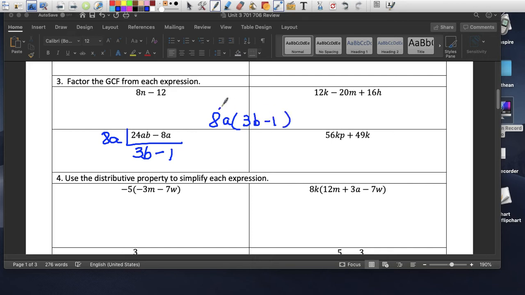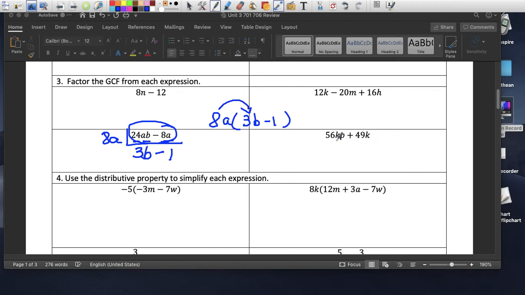So if you actually distribute this properly, 8 times 3 is 24, check, and ab is already here, ab. And then 8 times 1 is 8. So we got 8a. So we end up having the original expression.